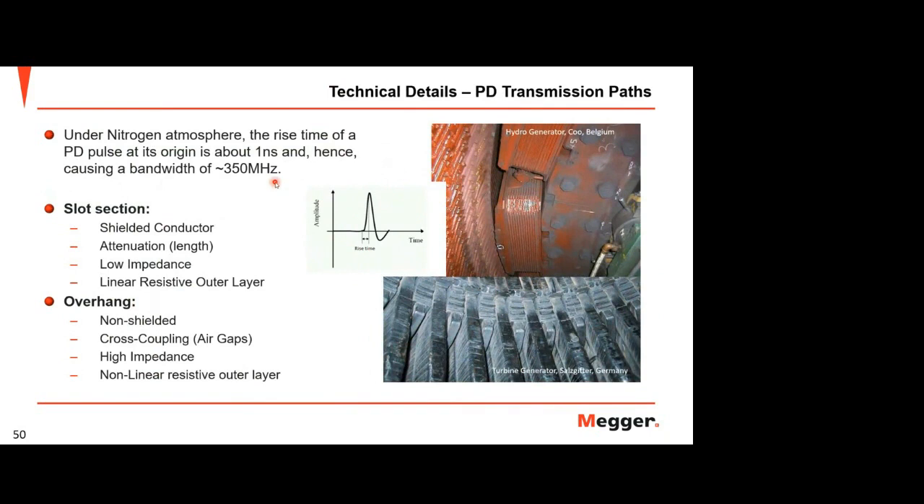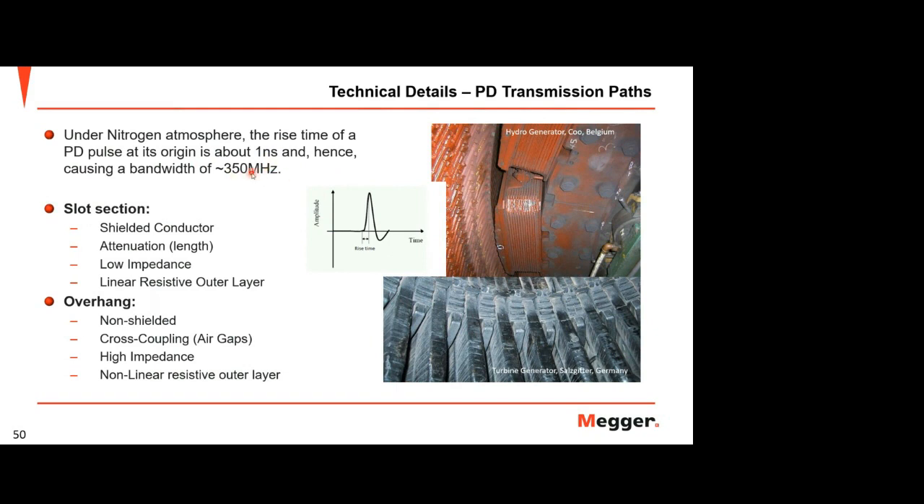So when we do measurement on the online partial discharge, we always refer to the frequency range measurement. As we know, the rise time of the PD is around 1 nanosecond. We got this value based on the laboratory testing. The rise time of the PD in nitrogen, where almost 80% of air is nitrogen, is around 1 nanosecond. So this 1 nanosecond, compared to the frequency range, is around 350 megahertz.